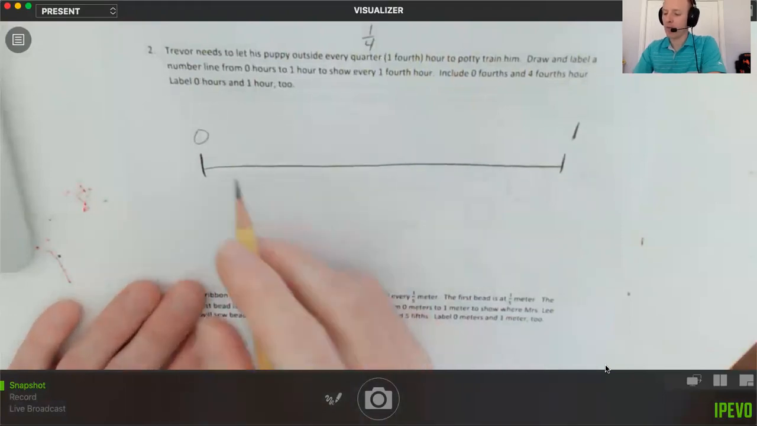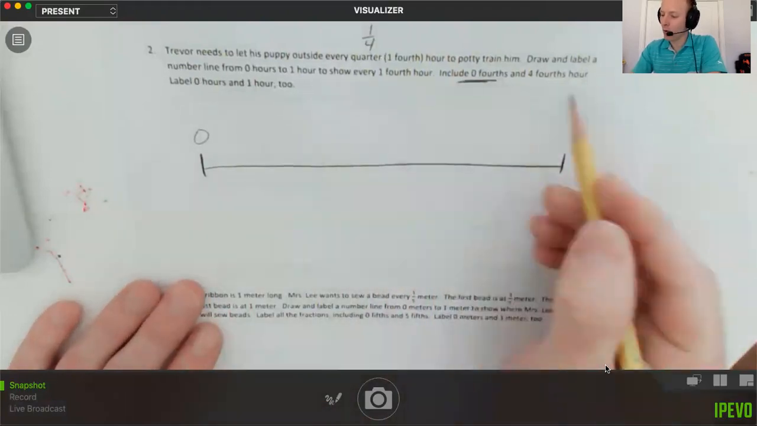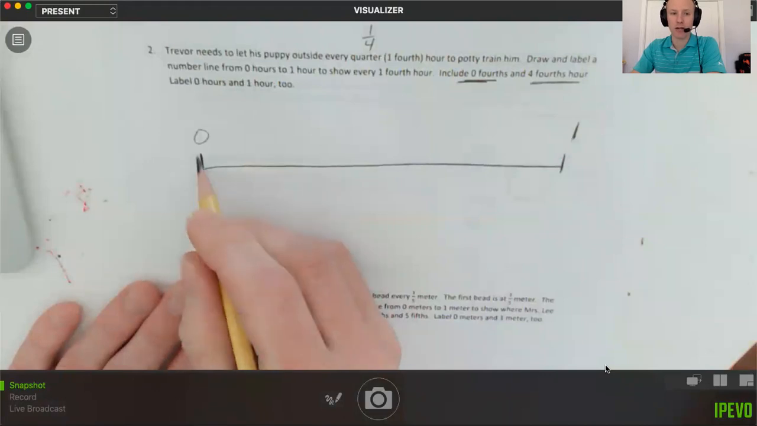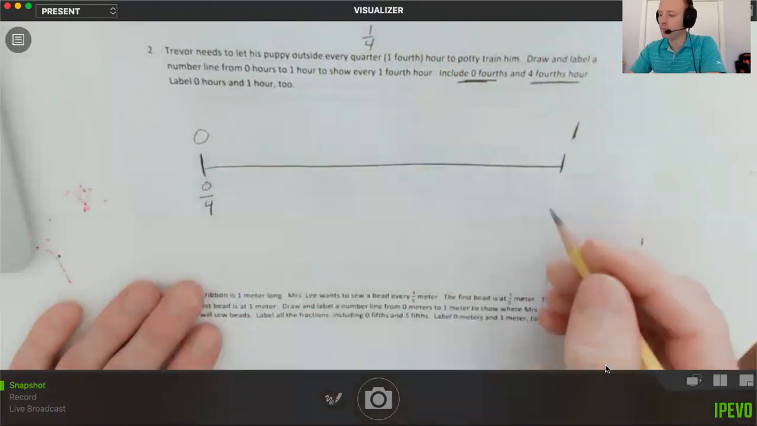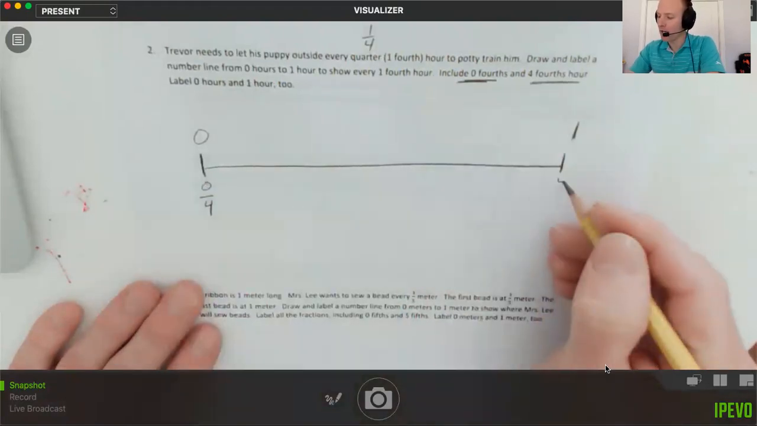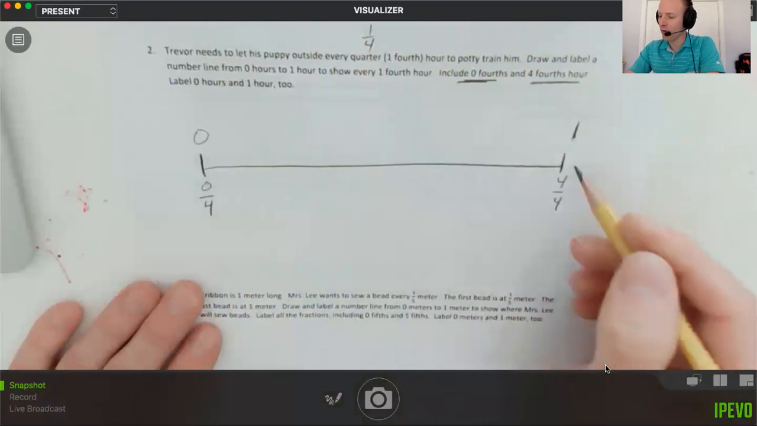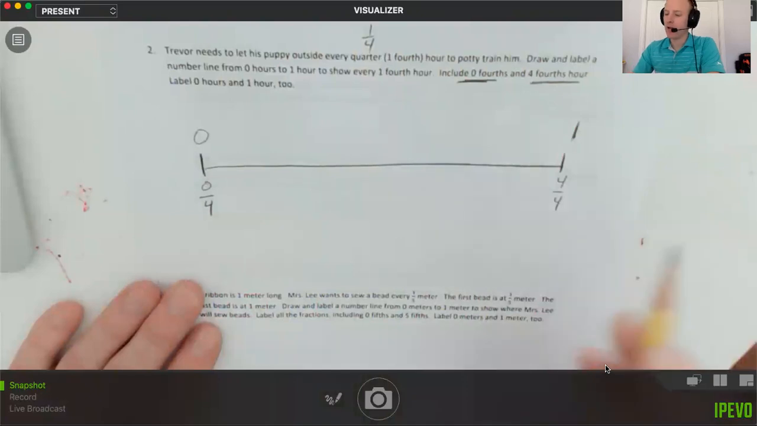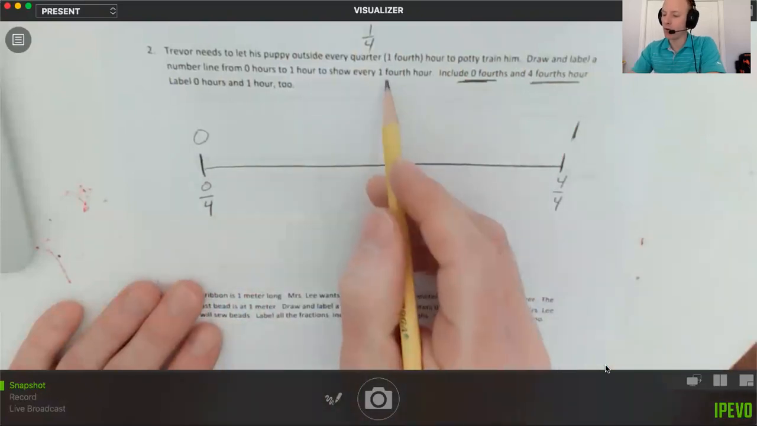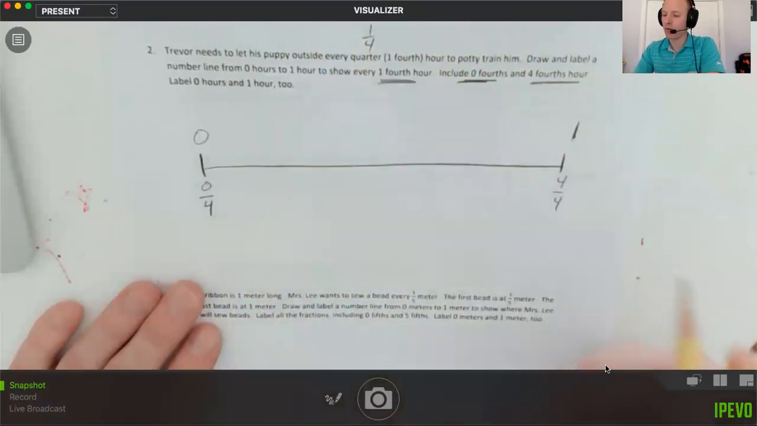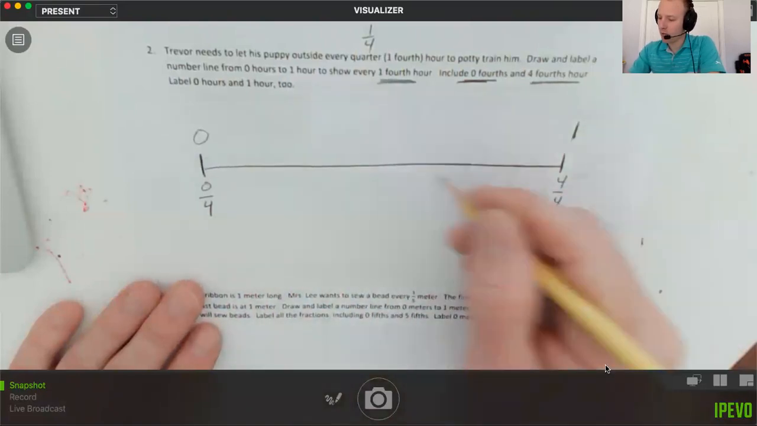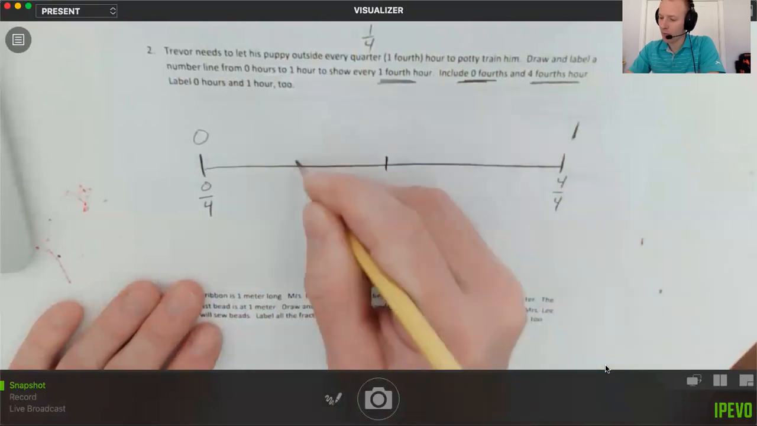Okay. It says to include 0/4 and 4/4. Well, we know 0/4 is 0. 0 out of 4 parts. So that goes right here. That equals 0. 1 is the same as 4/4. So 1 equals 4/4. So I can put both of those on my number line here. Now I need to split up the rest into fourths to show when he needs to let the puppy out. I always start with the halfway mark when I'm doing fourths.